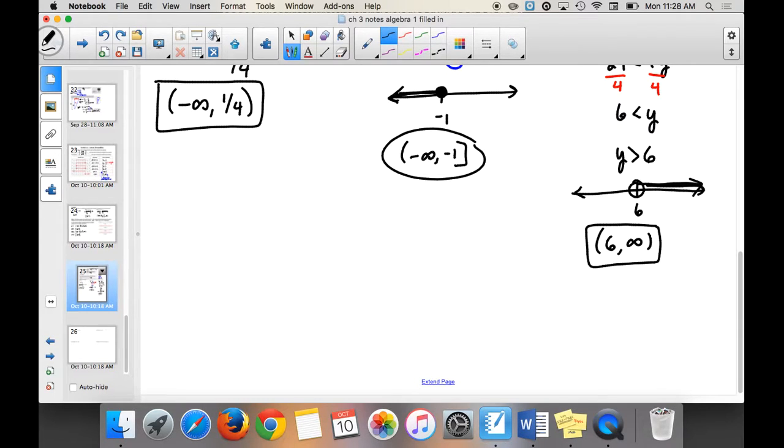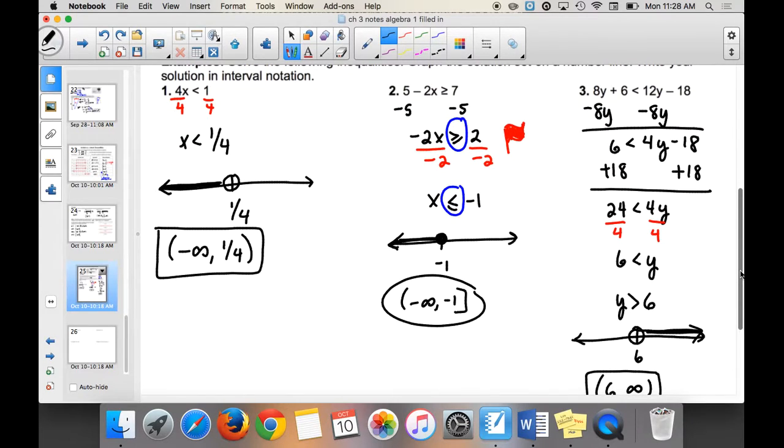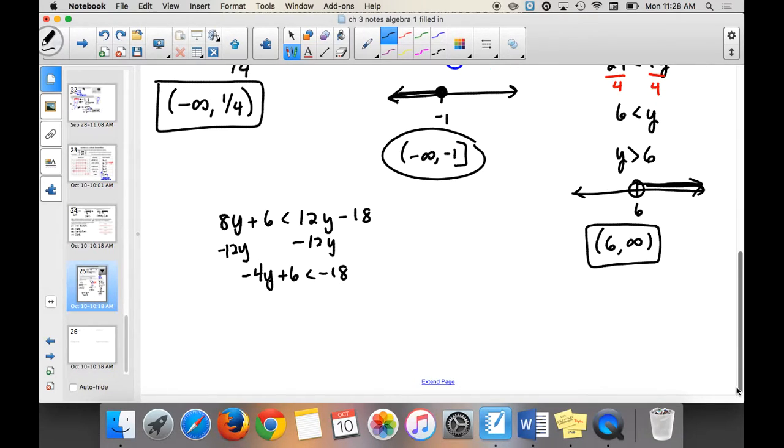Okay, so you guys don't have to do this, but go ahead and pay attention if I had done it the other way. So if I had 8y plus 6 is less than 12y minus 18. Let's say I had subtracted the 12y over, so everybody look up here. You don't have to do it. Then I'd have negative 4y plus 6 is less than negative 18. I would then subtract the 6. So I'd have negative 4y is less than negative 24.